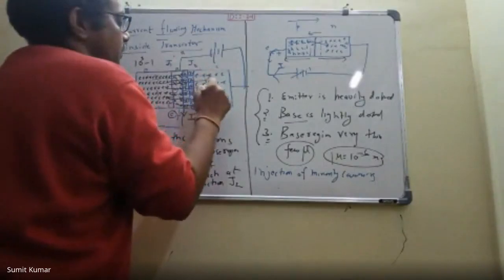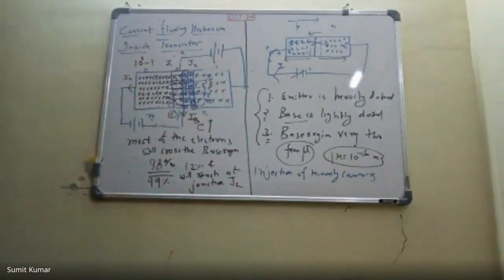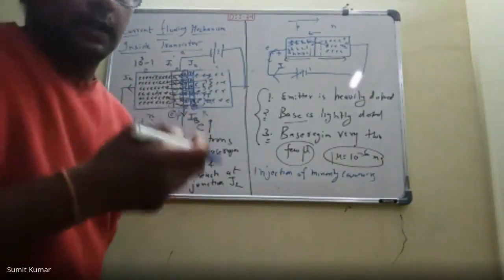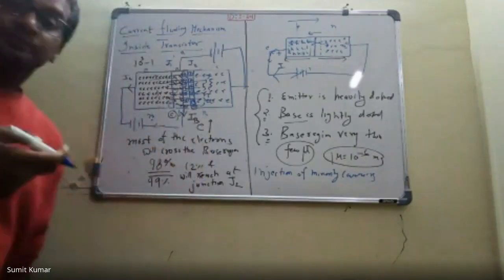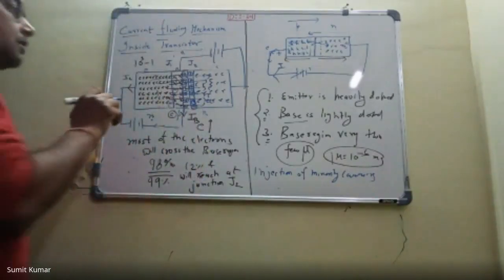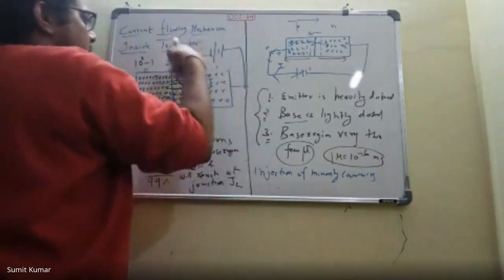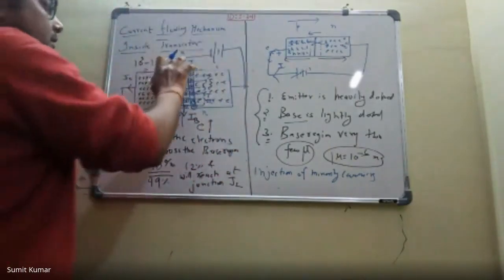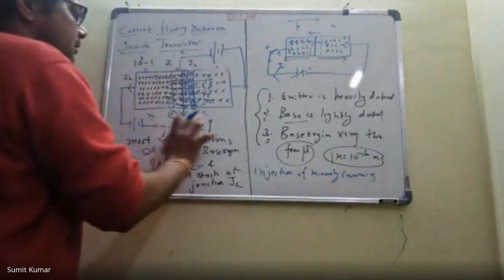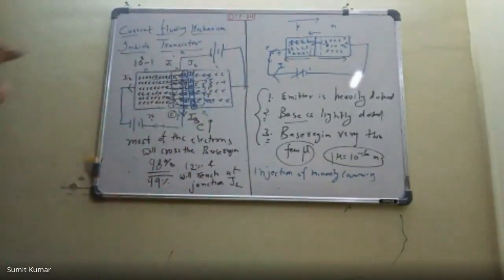These electrons will move through the junction, and this is how the current flows inside the transistor. So these electrons will reach here, and then the circuit will be complete. I have drawn this like this. Actually, this must be like this. That doesn't matter. What you need to understand is the current flowing mechanism.